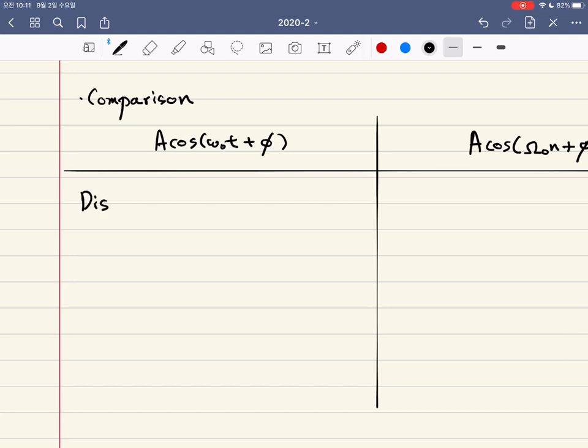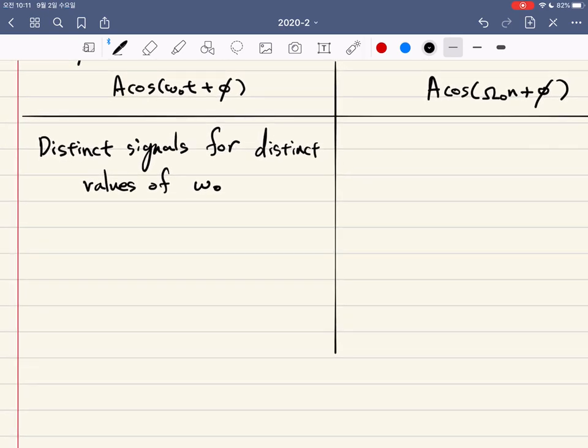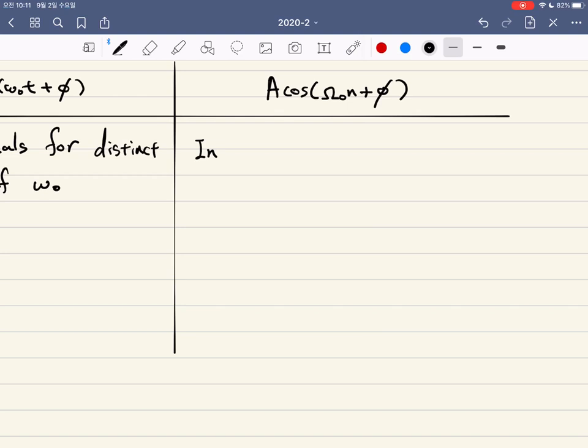For continuous signals, the signals are obviously distinct for distinct values of omega 0, whereas for discrete time, the signals are identical for values of the large omega 0 separated by 2 pi.